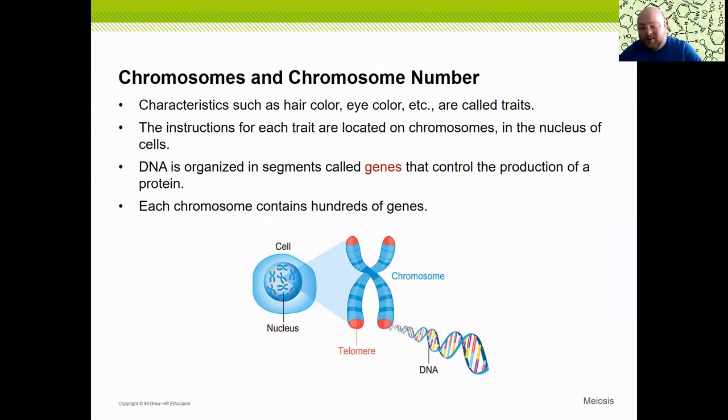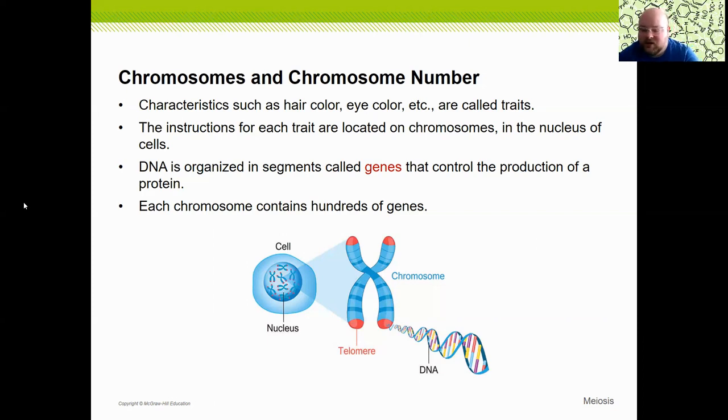First, before we can even talk about meiosis, we need to talk a little bit about chromosomes and chromosome numbers. All the characteristics that a person or an animal or a plant has, but let's just think of people for this, such as hair color, eye color, all of these are called traits. The instructions for each of these traits are located on our chromosomes, which are found in the nucleus of our cells. DNA is organized into little segments called genes that control the production of a protein, and each chromosome contains hundreds of different genes.